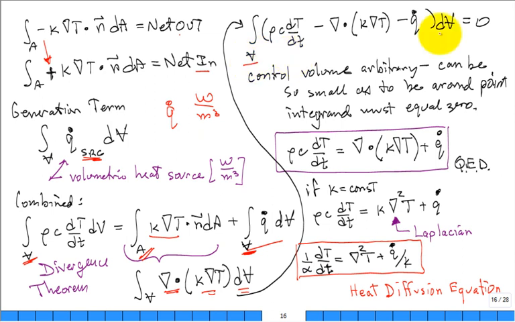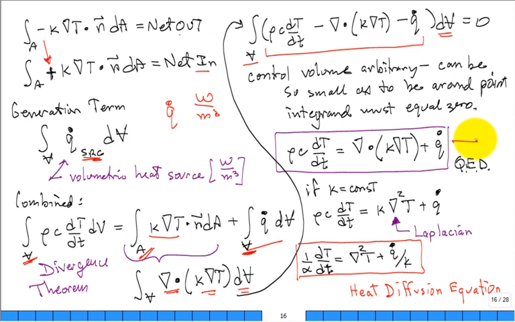This was arbitrary. The volume was really arbitrary to begin with. Somebody made it look like a peanut, somebody made it look like a sphere, somebody made it look like a funny shape. But I can push that volume down, down, down to a little point. It doesn't take much to conclude that the integrand must be equal to 0 at every point if the integral is equal to 0 for any arbitrary volume. So then, that's it. That's the equation.